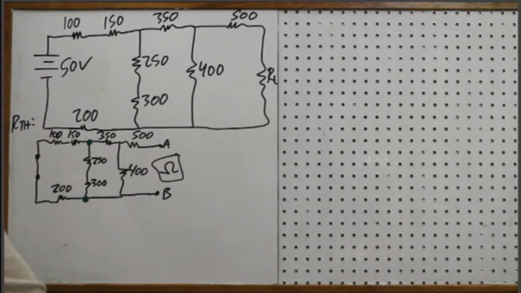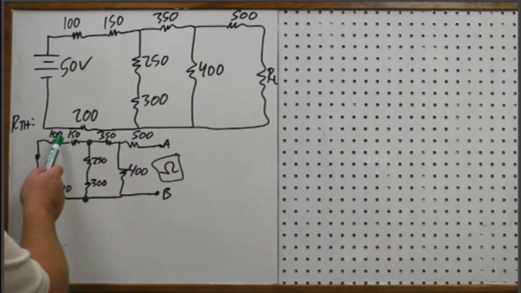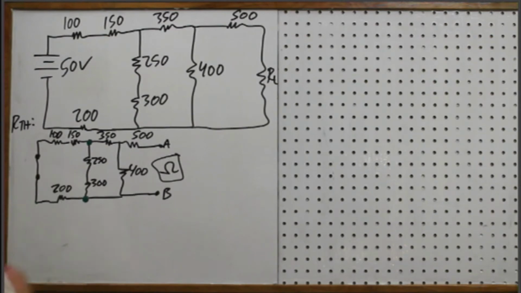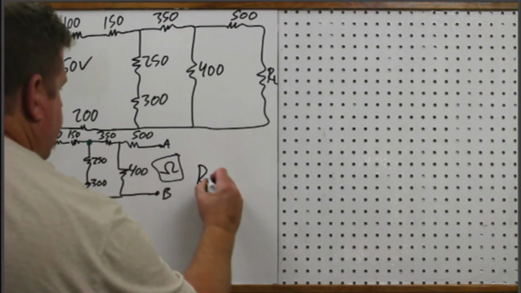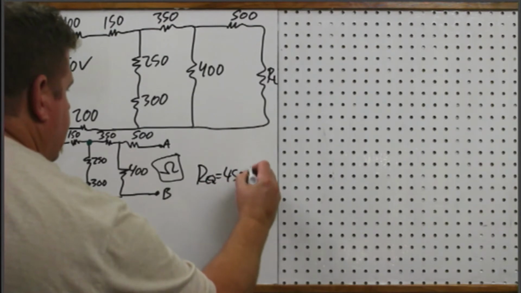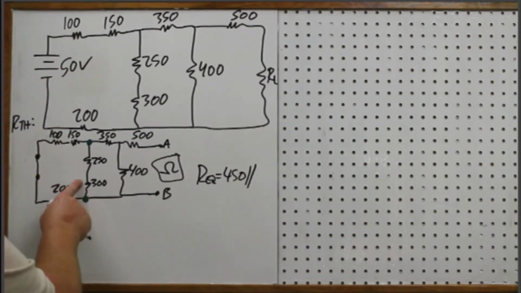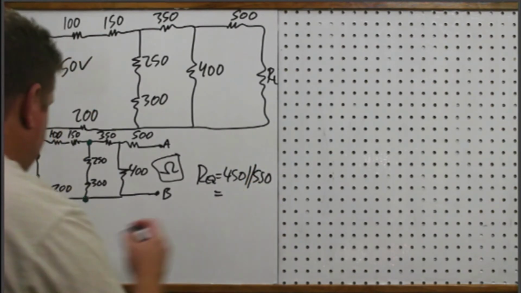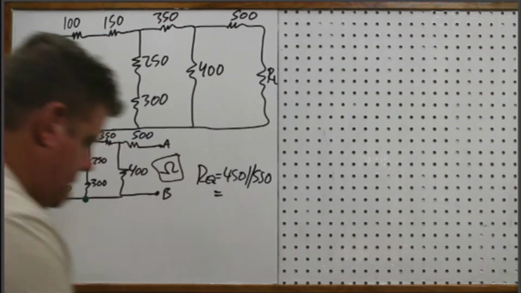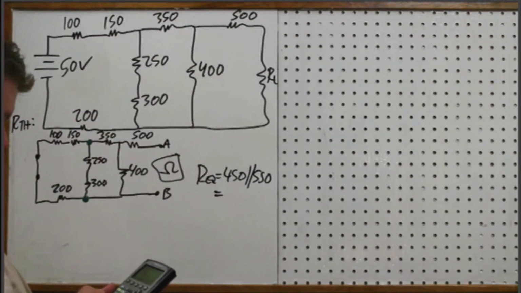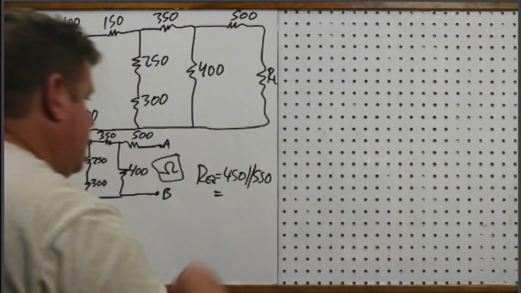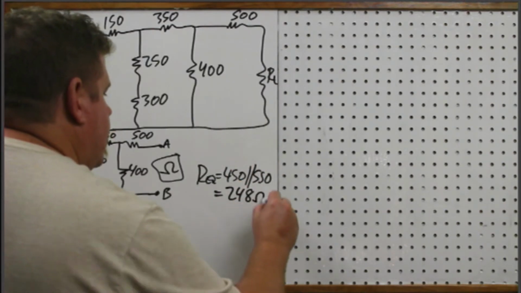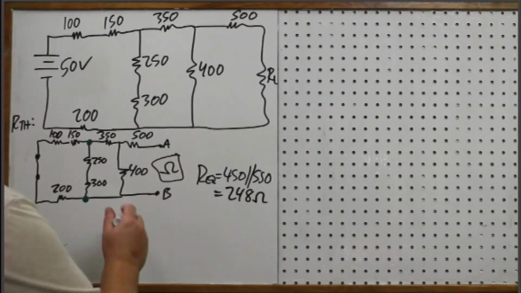So one of these branches has 150 in series with 100 in series with 200, which gives me 450. So this is going to be REQ equals 450 in parallel with 250 plus 300 on this branch gives me 550. So let's see what that is. So 1 divided by 450 plus 1 divided by 550, take the whole thing to the negative 1, I get 248 ohms.